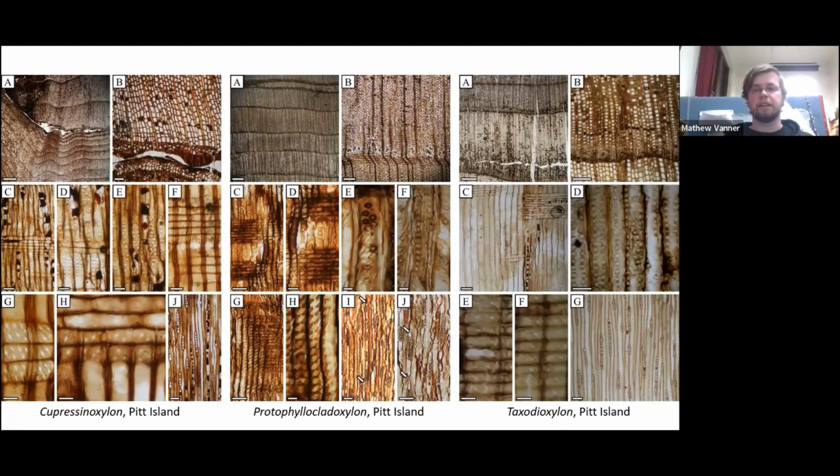So if we're just looking at the material from Pitt Island, this is the range of different cell types that we get just in conifers from Pitt Island. We have Cupressinoxylon, Protophyllocladoxylon, Taxodioxylon. They all have a really wide range of different cell types. Protophyllocladoxylon and Taxodioxylon both have quite a lot of axial parenchyma, and Cupressinoxylon has more of this too. It has axial parenchyma in tangential bands. The range of tracheid pitting is quite diverse, as is the range of crossfield pitting through all of these.